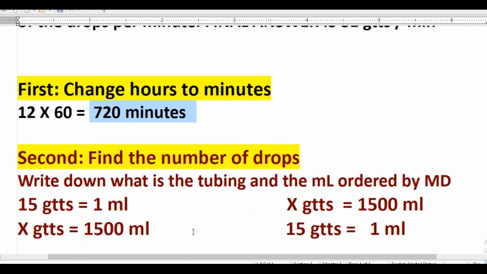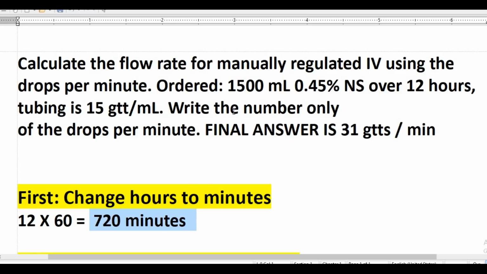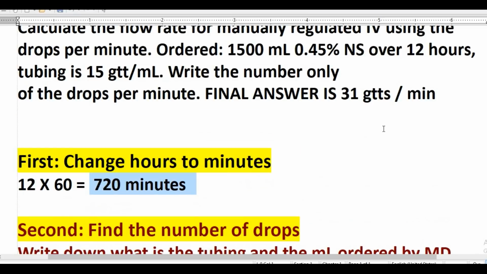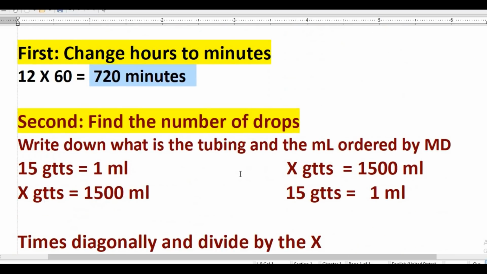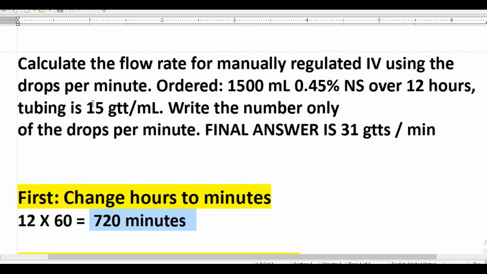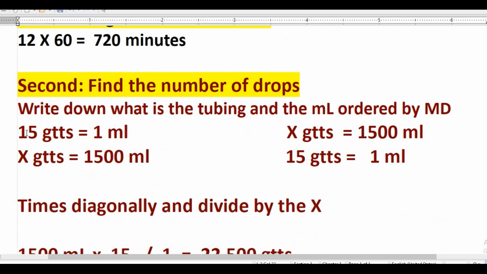The second thing you want to do is find the number of drops. Now the doctor ordered 1,500 milliliters in 12 hours. So we take 1,500 milliliters equals X drops, because I don't know that, right? But we do know that 15 drops is 1 milliliter. So this is the way I figure it out. I put 15 drops equals 1 milliliter. See right here, 15 drops equals 1 milliliter, and X drops equals 1,500 milliliters. That's what the doctor ordered, 1,500 milliliters.